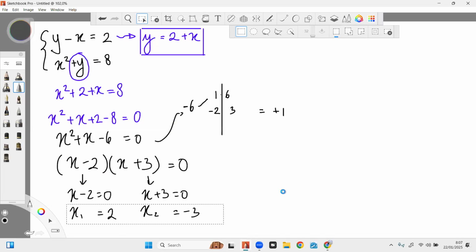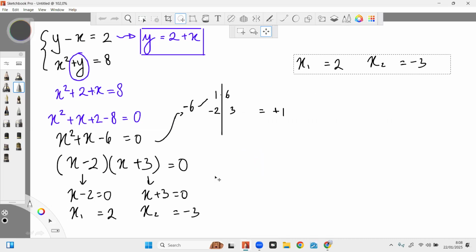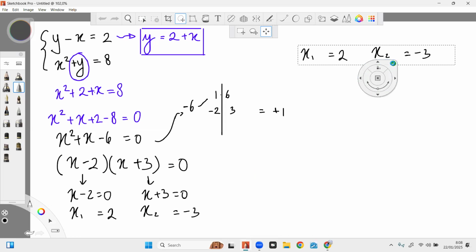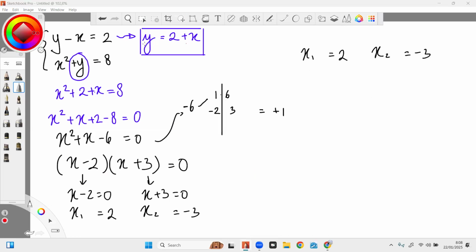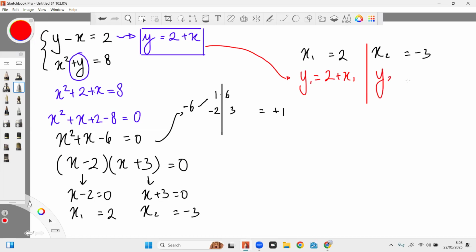How do you solve the y? Yep, how do you solve y? Substitute to this, right? y equals 2 plus x1, y1, and do the same thing, 2 plus x2. Can you use this? Sure, why not? But wasting time, no need.